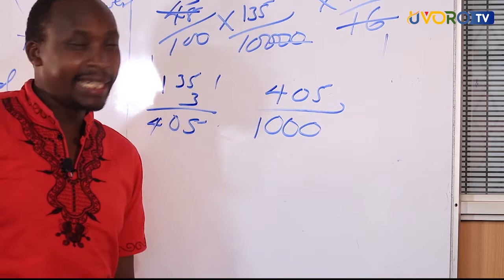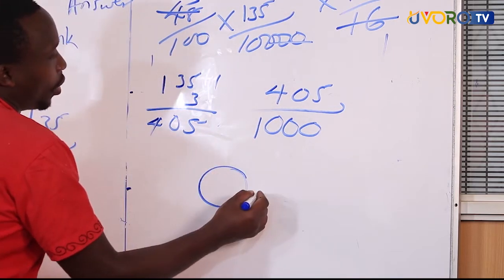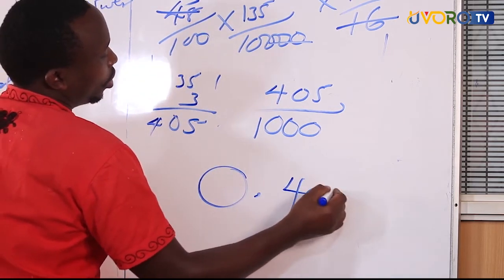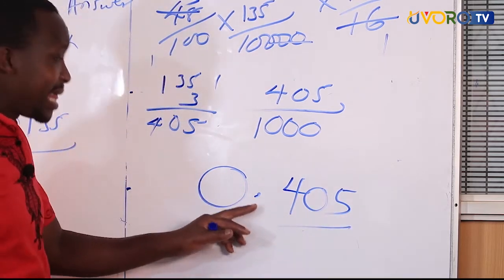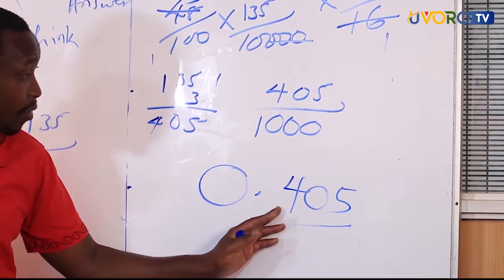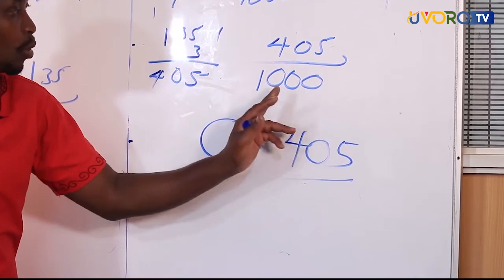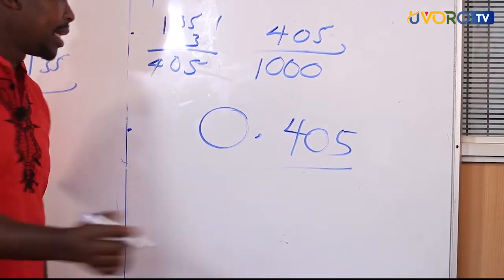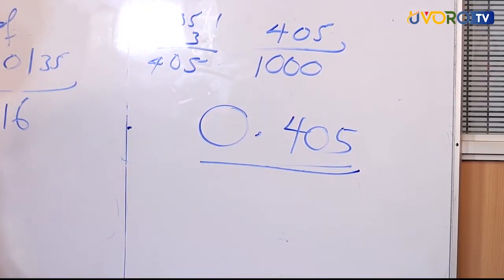Yes, very good. It is 0.405. After the decimal point, we have how many zeros? 1, 2, 3. That is the answer to that question.